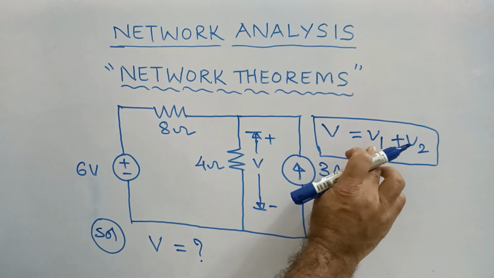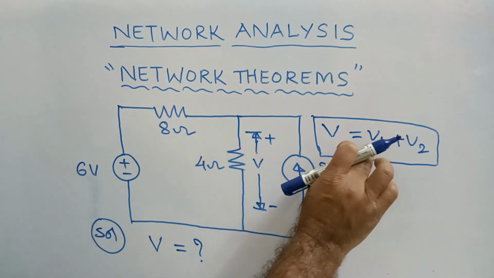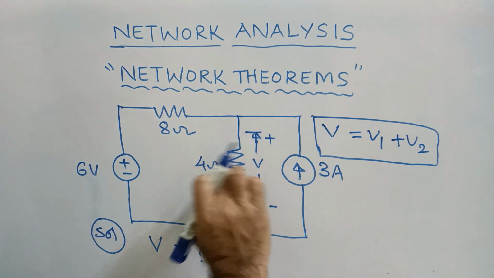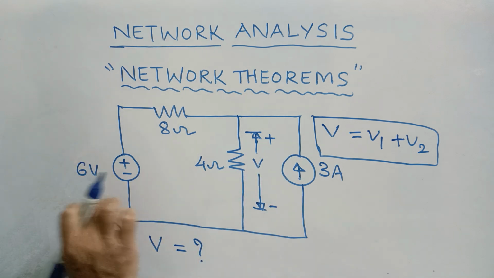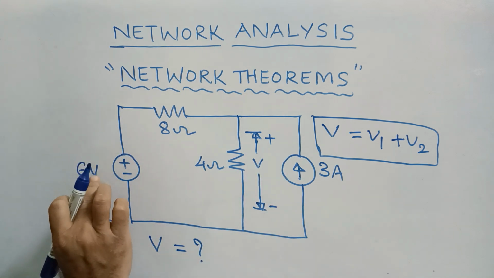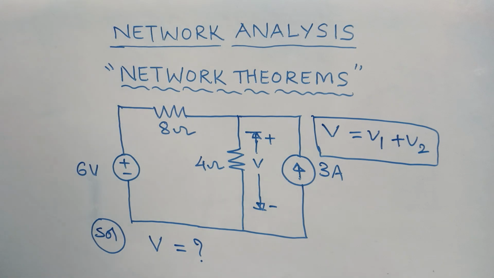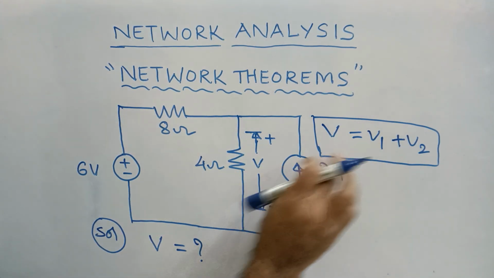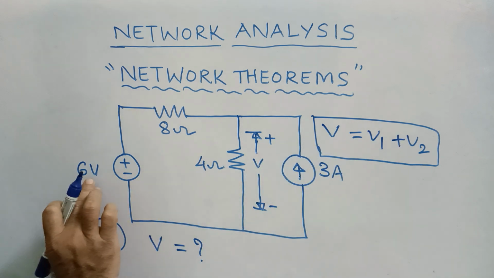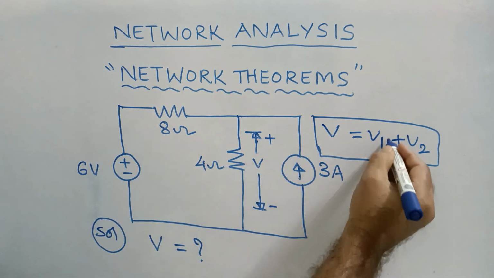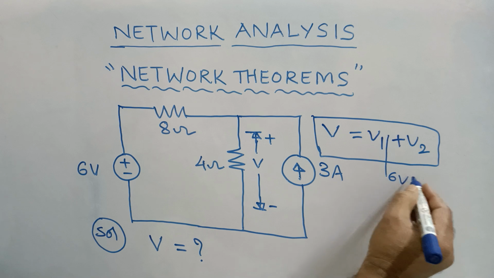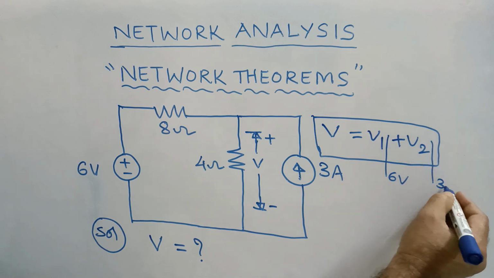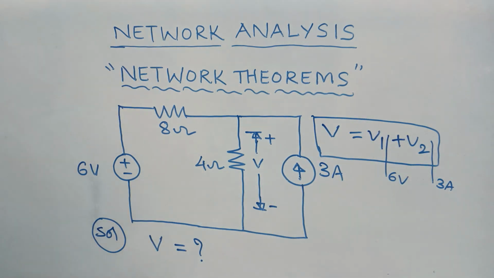Let us consider V1 is the voltage across this 4 ohm resistor with respect to the 6 volt voltage source. V1 with respect to 6 volts, and V2 with respect to the 3 ampere current source. Better to note down like this.